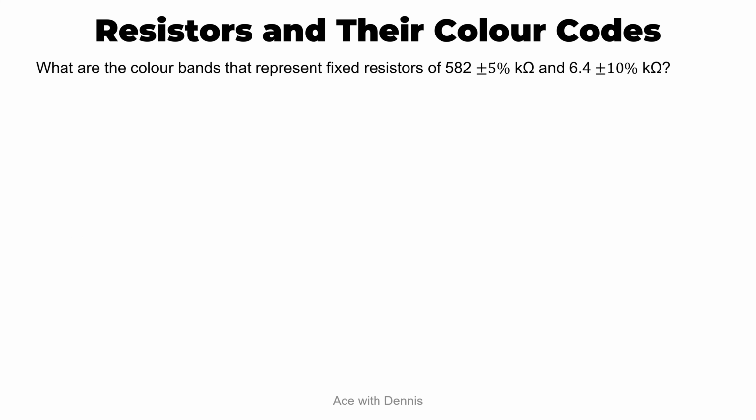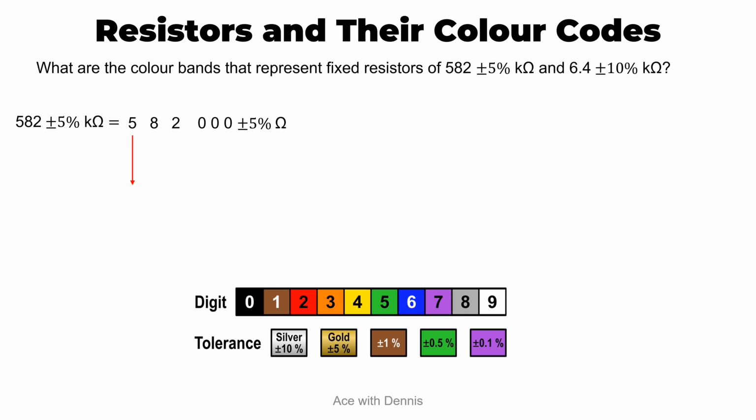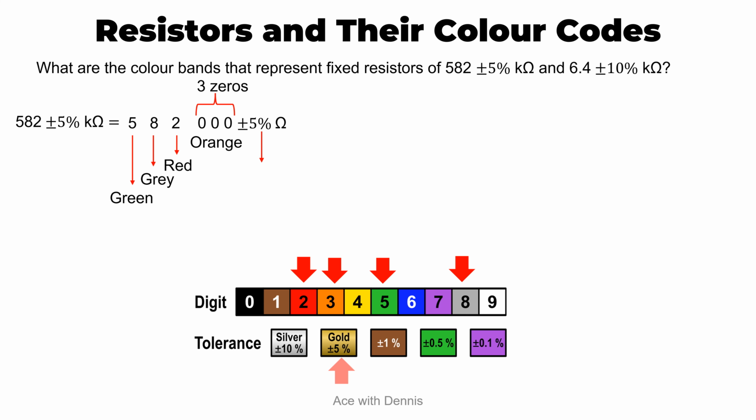Now, the next question is, what are the color bands that represent fixed resistors of 582 plus minus 5% kilo ohms and 6.4 plus minus 10% kilo ohms? Let's see, 582 plus minus 5% kilo ohms is 582,000 ohms plus minus 5%. We need to refer to the color codes here. The 5 here is green, the 8 here is gray, and the 2 here is red. There are 3 zeros here, which is orange. Plus minus 5% is gold. So this is a 5 band color code, which is green, gray, red, orange, and gold.